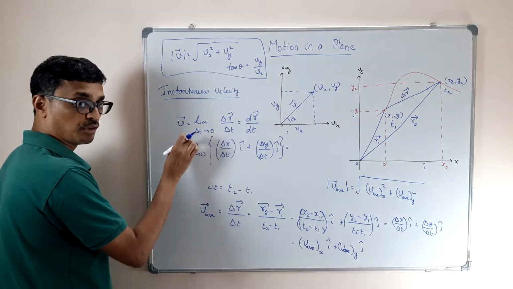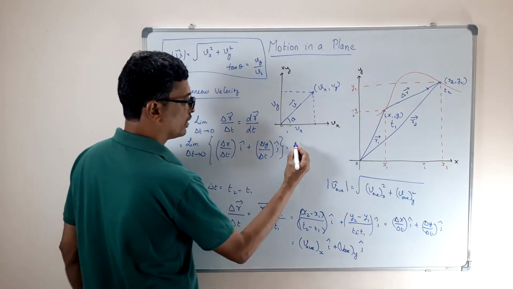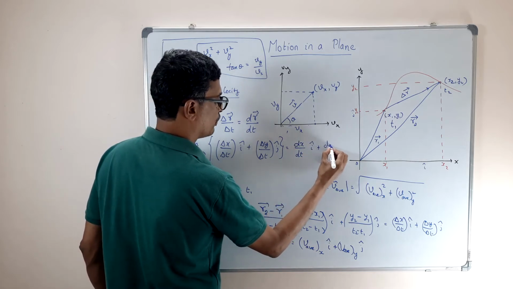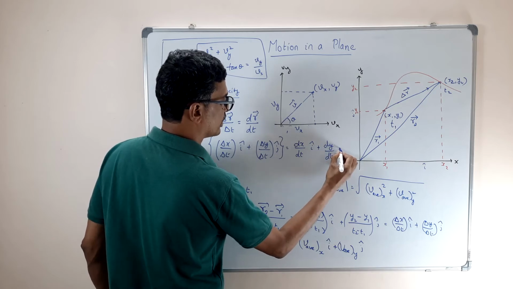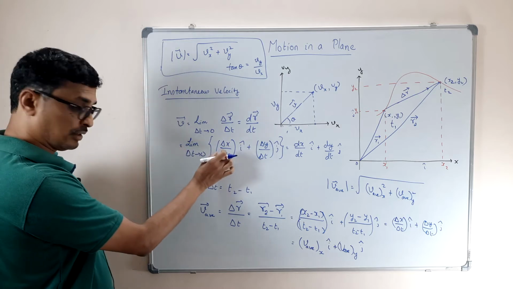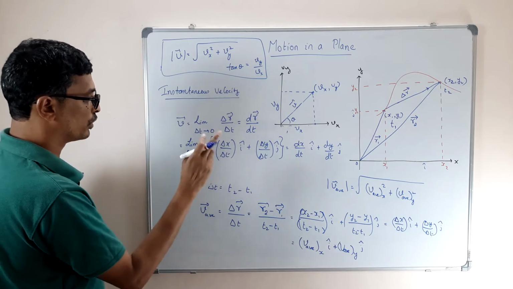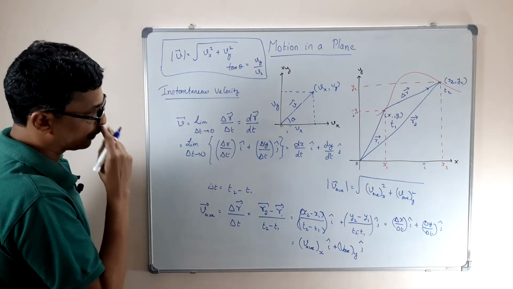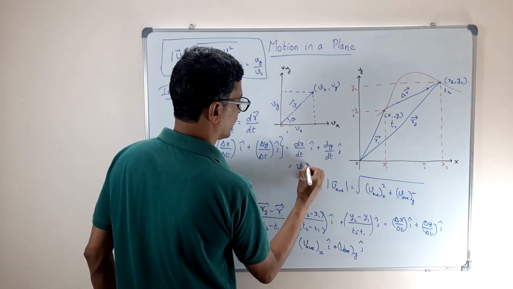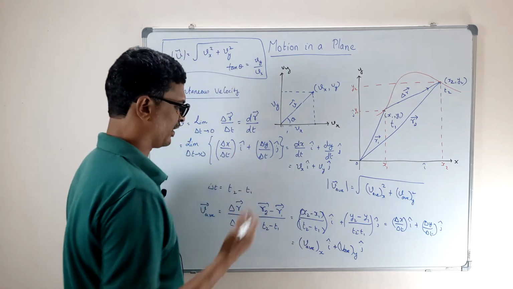Okay, time goes to 0. Delta t, the difference in time, goes to 0. So what will this be? Tell me. dx by dt i cap plus dy by dt j cap. You should remember, this delta t is the time gap. That's why earlier also we made some mistake there, right? So go and read it properly. We can write this as Vx i cap plus Vy j cap. Okay, this is the way we can resolve it.